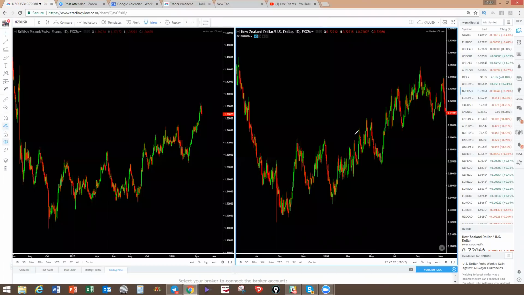Okay, so let's go back. These are not the same pairs. This is pound CHF, this is New Zealand US dollar. Look what happens. You've got an impulse. You've got 1, 2, 3. That 1, 2, 3. So on the right hand side, you've got New Zealand US dollar, impulse at a 1, 2, 3.